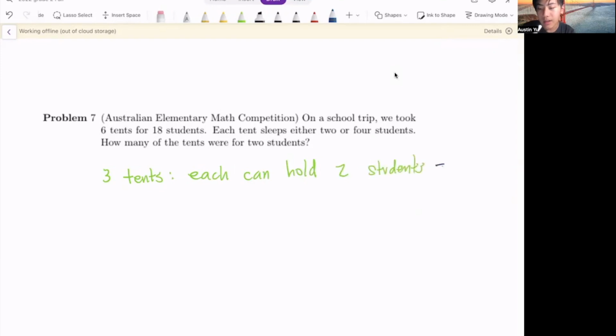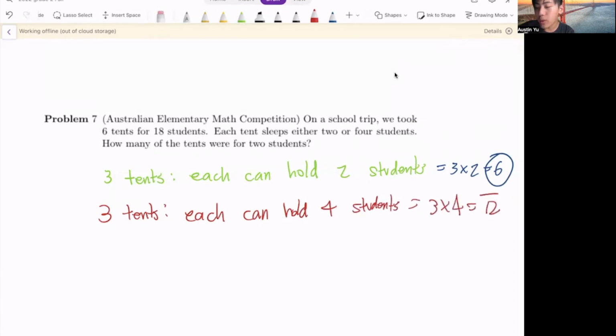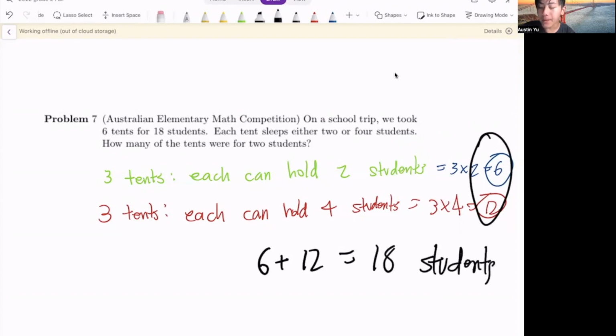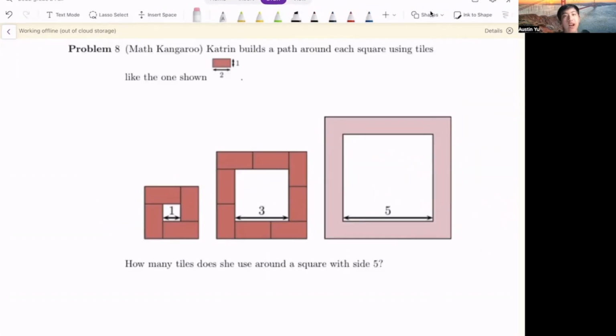Then we see here, it is 3 tents times 2 students each, 6 students in the 3 tents for 2 students each, and 3 tents in which each can hold 4 students. And the equation here is 3 times 4 equals 12. Then we see here on the right that 6 plus 12 students is 18 students. And on the left, we have 3 plus 3, 6 tents, and it perfectly matches. So how many of the tents were for 2 students? 3 tents.